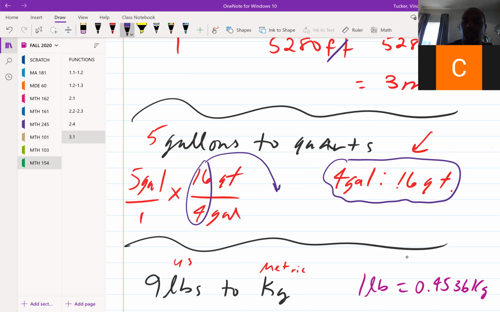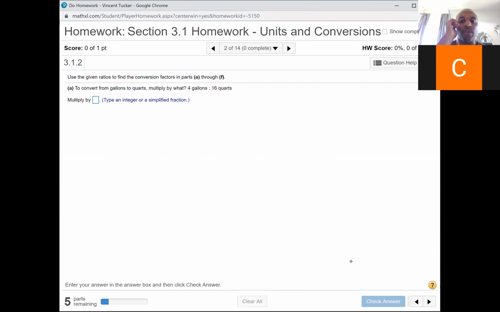So let me go back to the homework. Right, it's right there, 4 gallons, colon, 16 quarts. In my other class, they gave me 2 gallons to 8 quarts, so they may change those numbers. Whatever they give you right there is the conversion factor that you need to use. Okay, that makes sense.